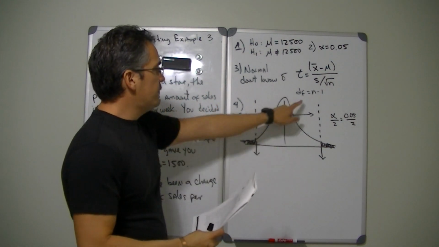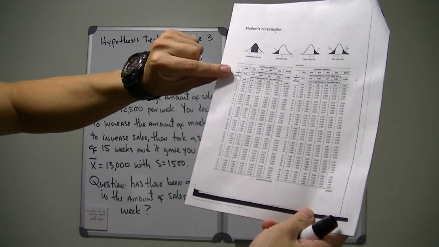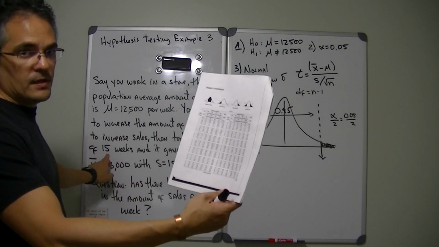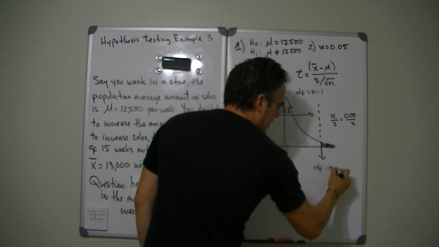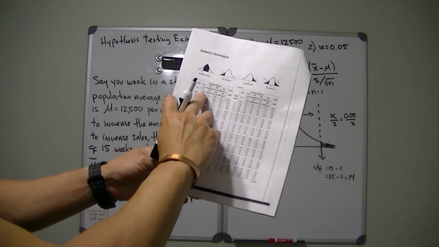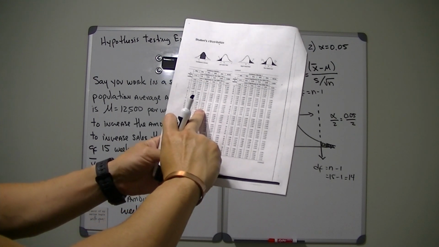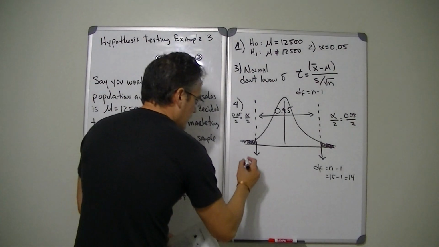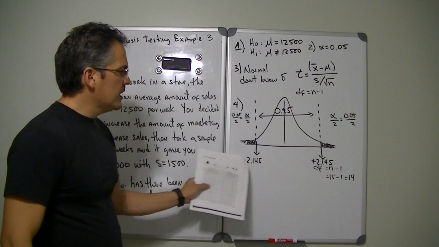And we're going to go to degrees of freedom, n minus 1. Notice that on this side of the table, we have degrees of freedom, not sample size. So if our sample size is 15 weeks, then we do n minus 1, which is 15 minus 1, or 14. So I'm going to go to level of significance 2-tail test, 0.05, and then down to 14. The number I'm looking at here is 2.145. It's going to be negative 2.145 and positive 2.145. Those are my critical values.